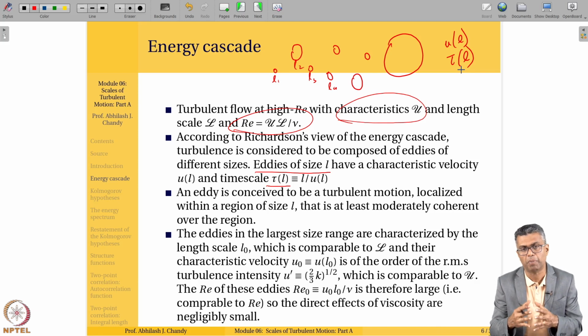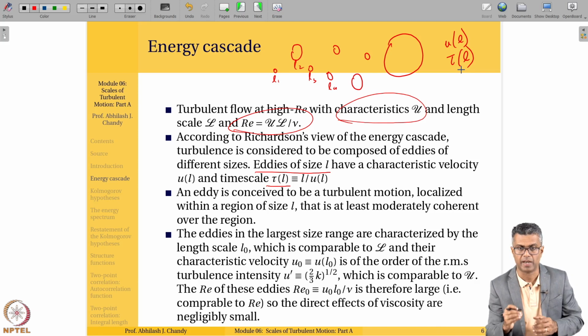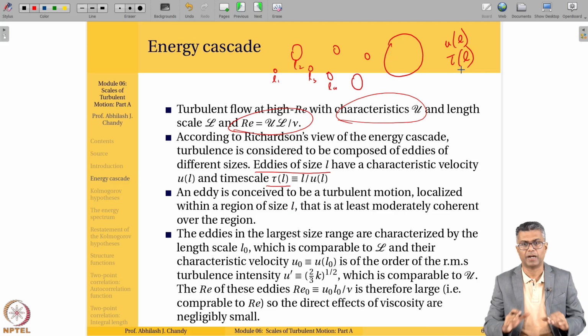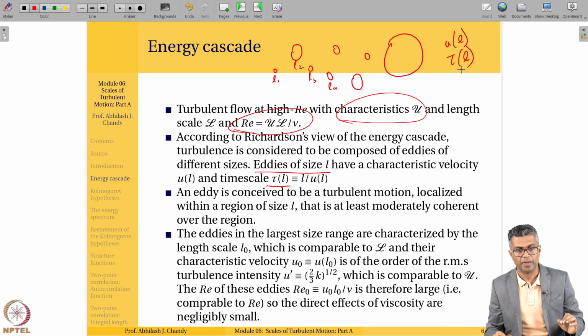It has a definite boundary. So we can say, okay, this is an eddy, the way I've drawn it here. I've drawn a cartoon here, but the way I've drawn it, it has a definite boundary. So that is what we mean by it being coherent over the region. So that's the definition of the eddy.